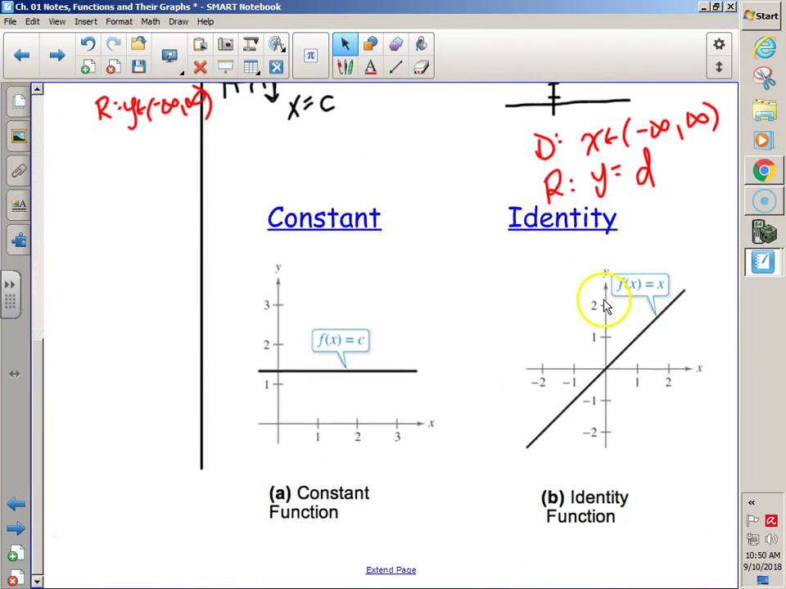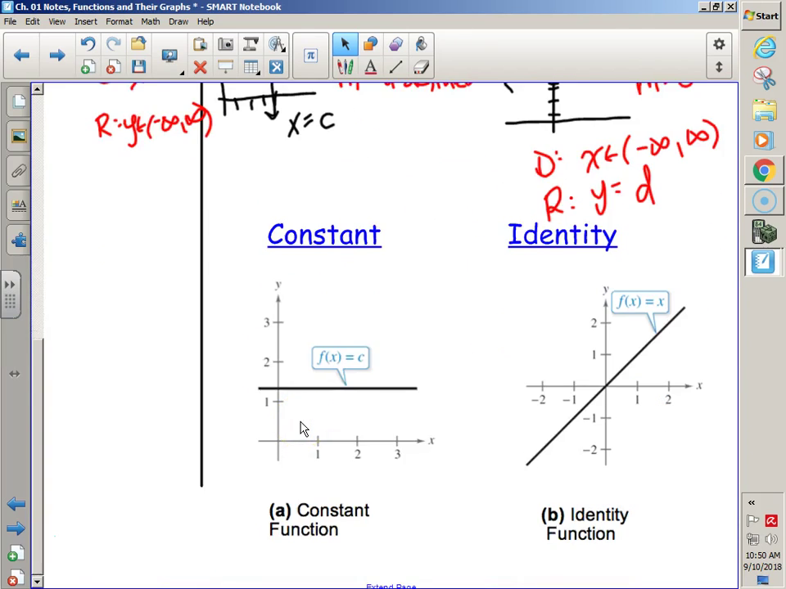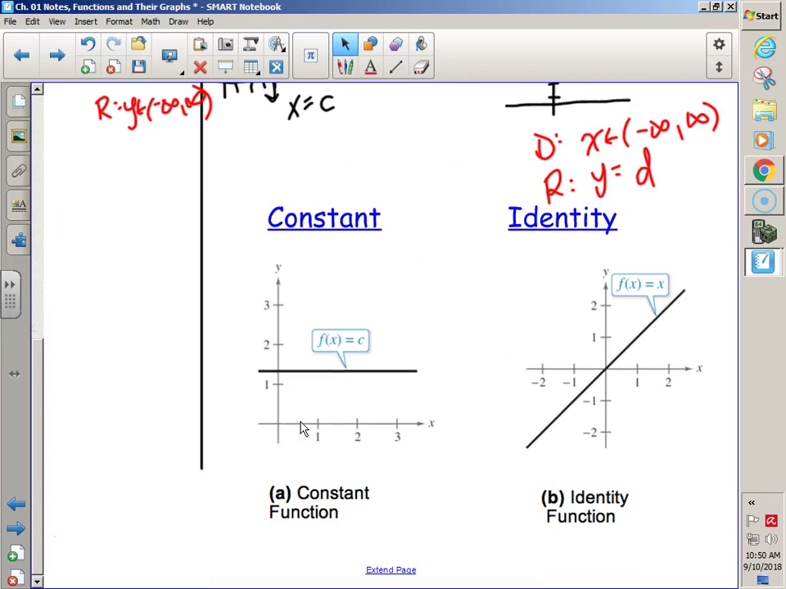Let me zoom in. The constant function we actually kind of talk about right here. He's also known as a horizontal line, so we kind of used him twice. But the constant function, the function value is constant, y equals d. That's not what I wanted. But he does have a name, technically. And then the identity function is y equals x.